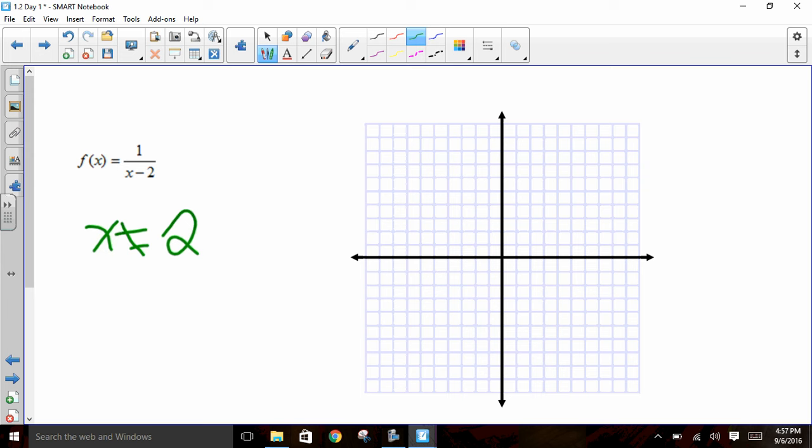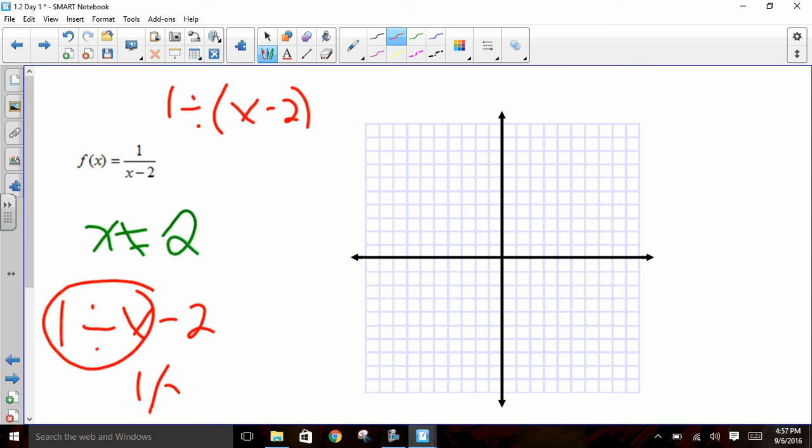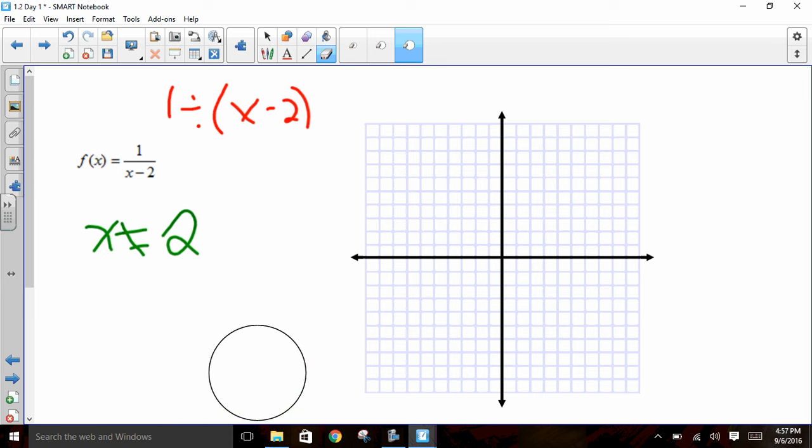Go to that y equals button and type in 1 divided by parentheses x minus 2. The reason we do that is so we can keep that x minus 2 all in the denominator. If I just did 1 divided by x, then minus 2, it would take this division of 1 over x, and then that whole thing minus 2. But I want that negative 2 in the bottom with my x, so that's why I have to put the parentheses around it.